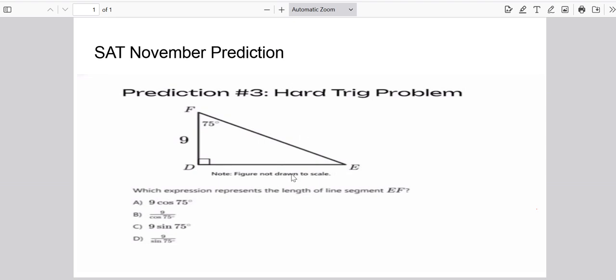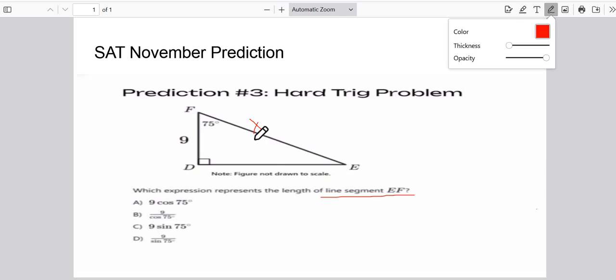Basically, the question says: which expression represents the length of the line segment EF? So we need to find the length of the line segment EF. I'm going to call that x for right now.